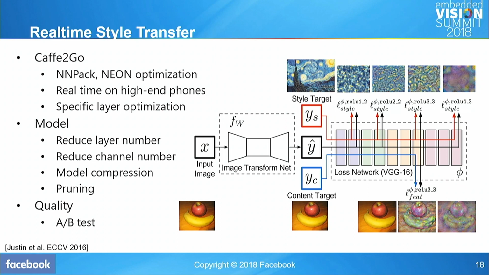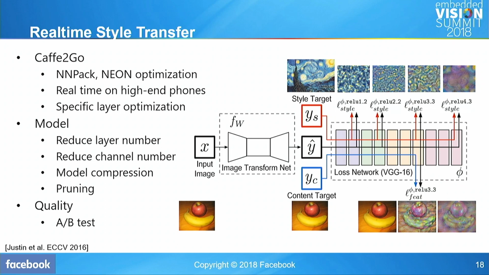This was the first time when we created Caffe2Go. It's an open source network and framework where you can run real-time neural networks on mobile devices, very optimized for CPU, GPU, and DSPs. Running on high-end phones, usually you can run this style transfer, and it's already in your Facebook app.